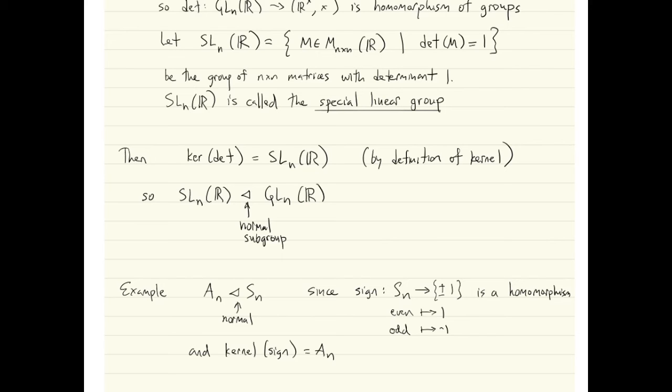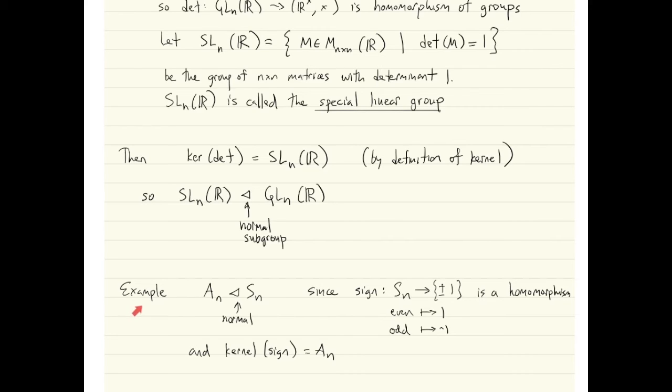Okay, and so what's the point? Well, that means that GLN(R), this group of matrices, is built out of this group SLN(R), the matrices with determinant 1, and the quotient, which I haven't written here, but it turns out that the quotient of GLN(R) with SLN(R) is R cross, this group R cross. And so GLN(R) is built out of two smaller groups, SLN(R) and R cross, and to study GLN(R), you can study SLN(R) and the group R cross, which is much easier to understand, of course.